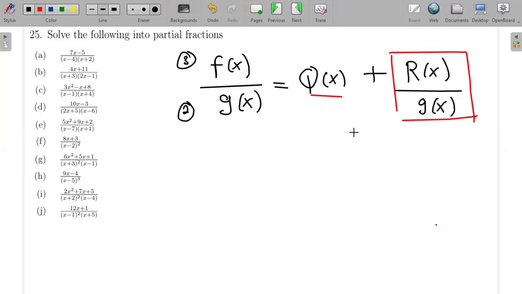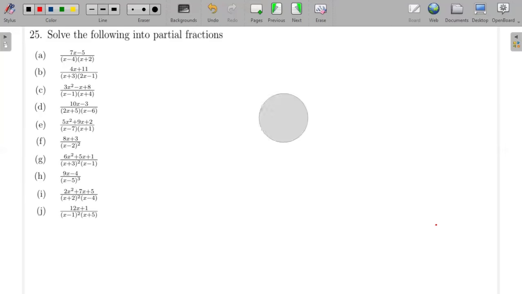Anyway, if your function passes through the first stage without any problems, then you should shift your focus to the denominator, meaning that the numerator has a power which is less than the denominator.